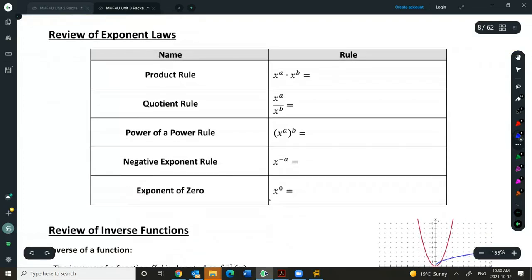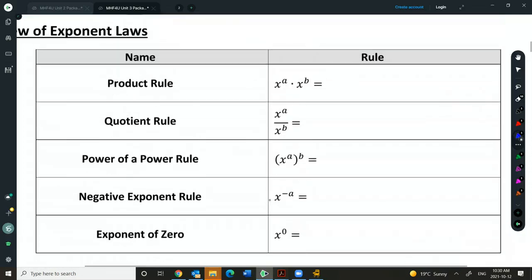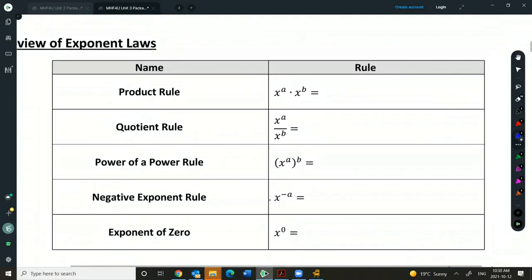Okay, so one thing that we need to do in order to understand logarithms is we need to sort of go back to grade 9 for a couple minutes here, and we need to review the exponent laws because exponents are directly connected to logarithms. So let's just quickly review these exponent laws that we learned in grade 9.